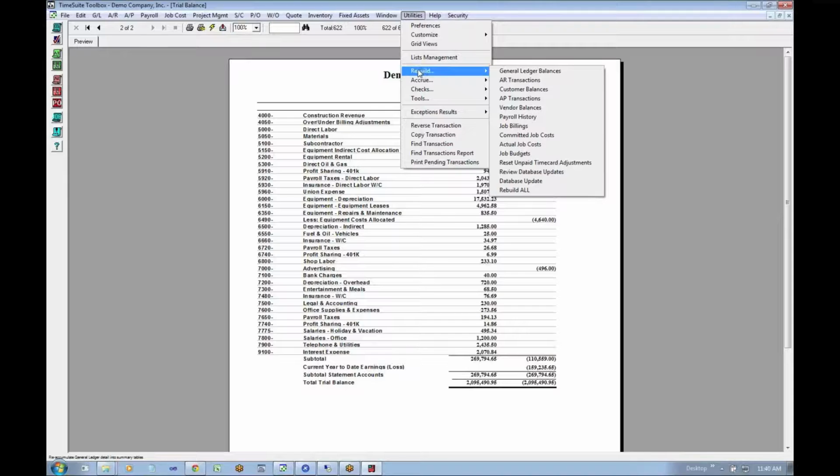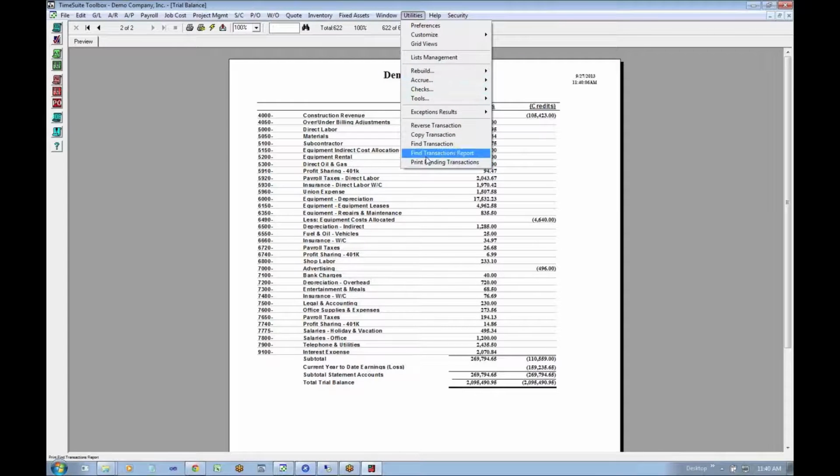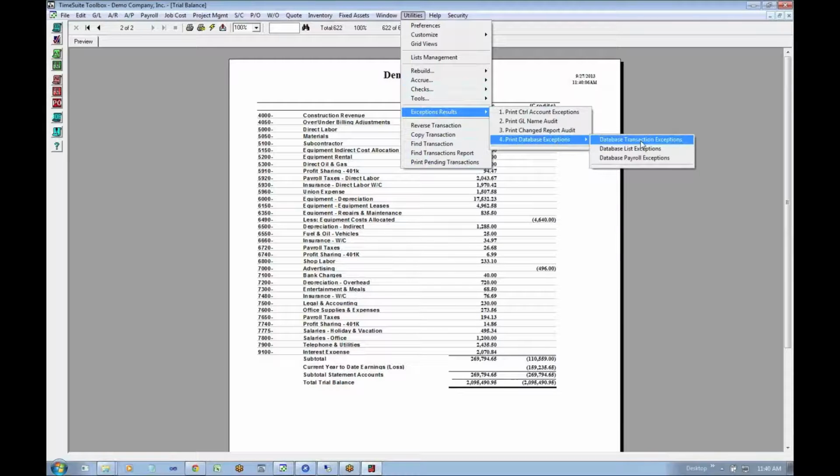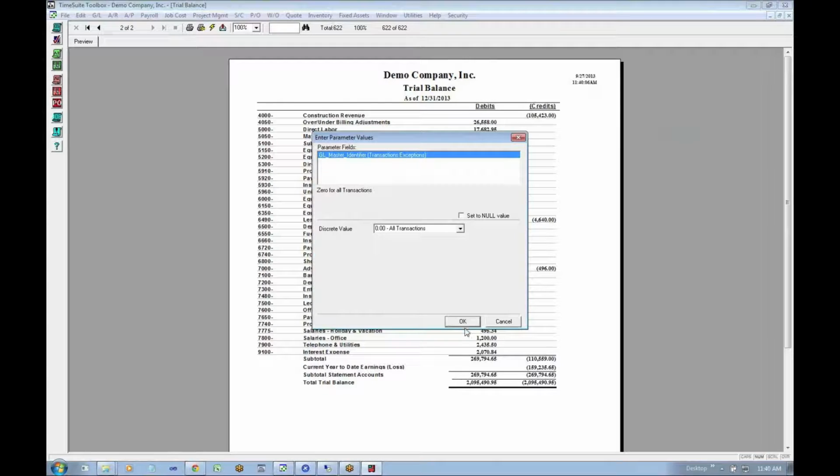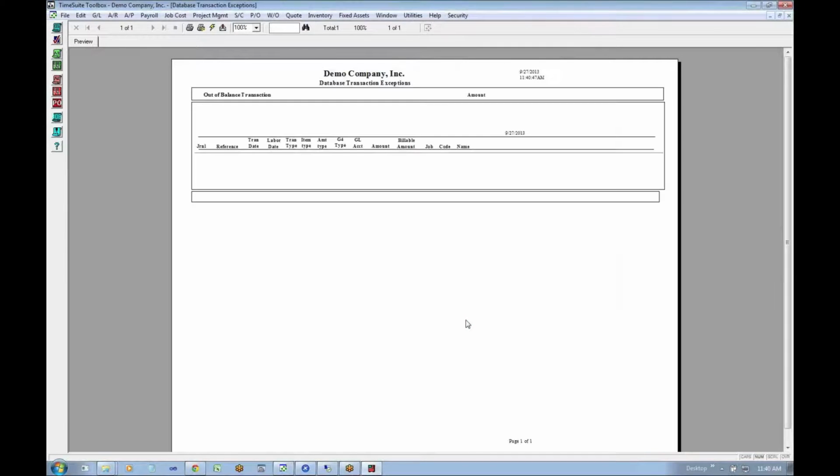And to find that, you would go to Utilities, Exception Results, Database Exceptions, and then Database Transaction Exceptions. And this will be in the material that we have in a minute. And we click OK. And it gives us out-of-balance transactions, and there's nothing in there. And if there were out-of-balance transactions, it would itemize it for you.